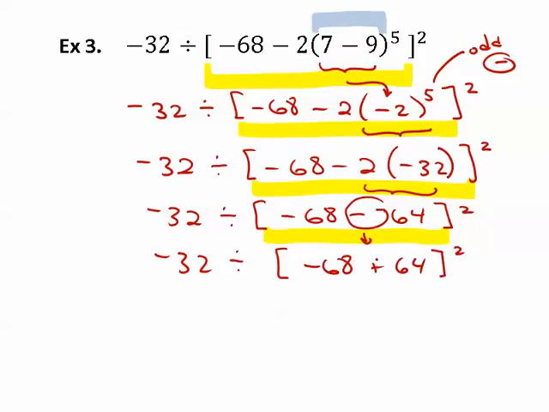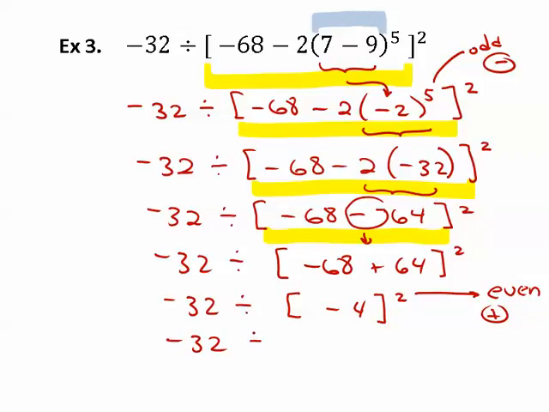So now I can simplify inside the brackets. So negative 68 plus 64 is negative 4. Square that. Now, this is another example of the odd-even rule. 2 is an even number, which tells us we're going to get a positive result from that. So we have negative 32 divided by positive 16, since negative 4 times negative 4 is positive 16. And finally, a division. Negative 32 divided by positive 16 is negative 2. So the answer to this problem is negative 2.